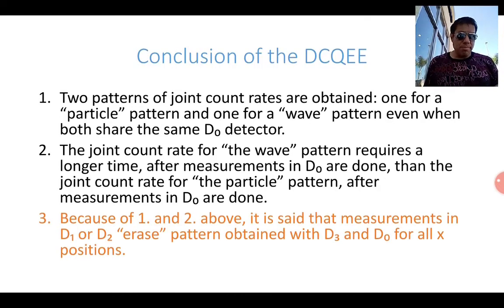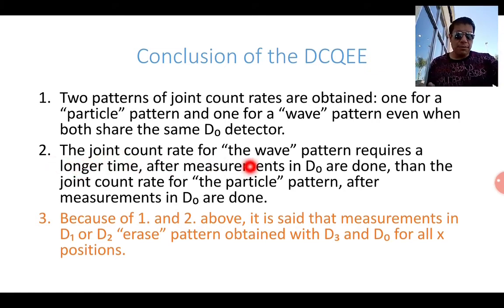Now, what conclusions can we make out of this experiment? Why is this puzzling? Well, let's take a look at it. Number one, two patterns of joint count rates are obtained, one for a particle pattern and one for a wave pattern, even when both share the same D0 detector, right? So two different patterns, just like Wheeler's delayed choice experiment, we get two different patterns, right?